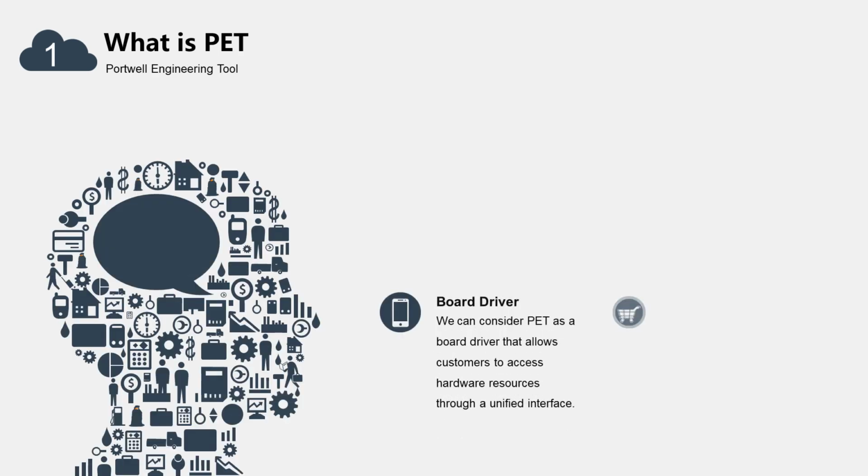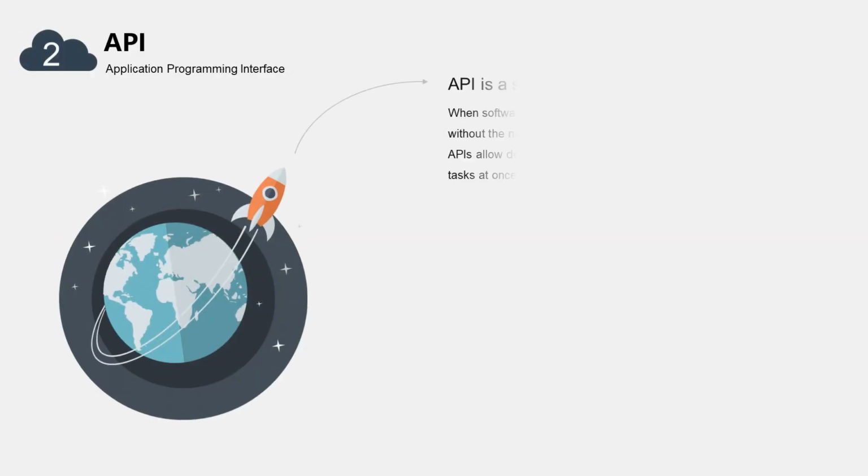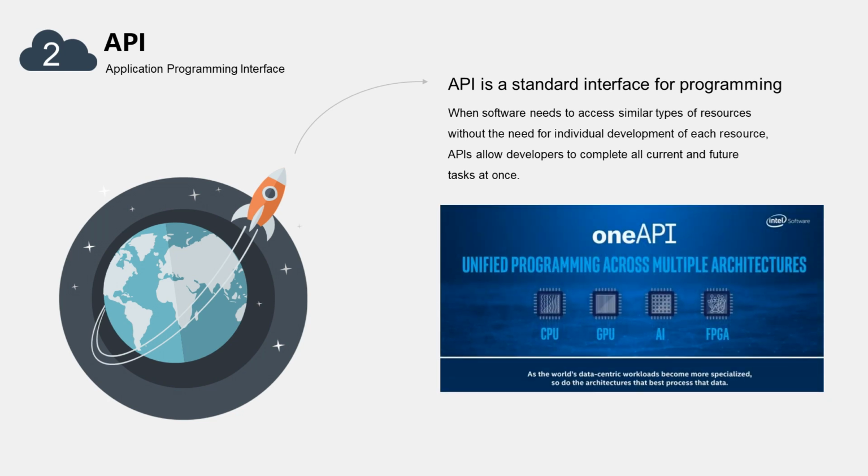In the first part, we will describe PET. What is PET? Some of you may not have heard of it. PET is a middleware. You could say it's our product's SDK. It's a bit like a driver, responsible for accessing hardware resources through it. PET, much like Intel's One API, aims to enable customers to access different hardware through a uniform software interface.